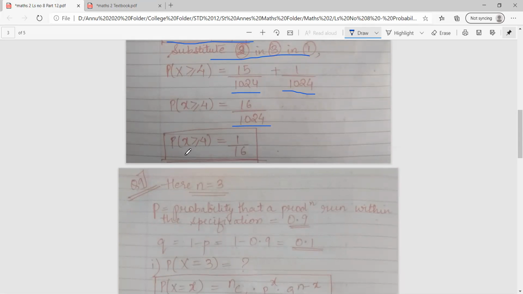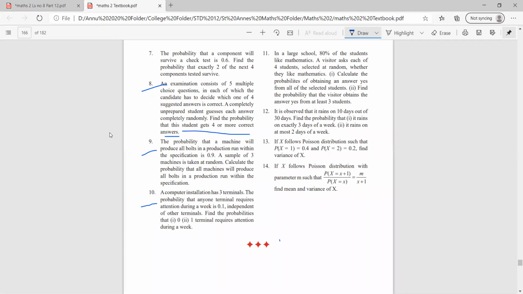So probability of x greater than or equal to 4 is 1 upon 16. So I hope sum number 8 is clear to your class. Okay. Moving on to the next question.